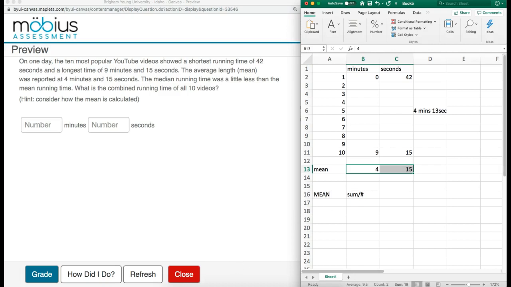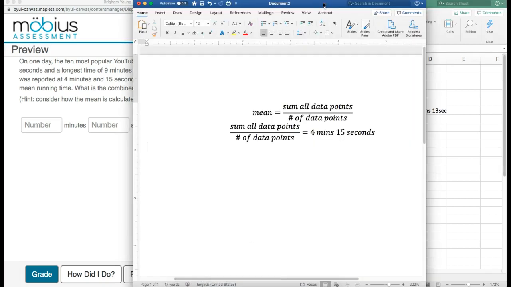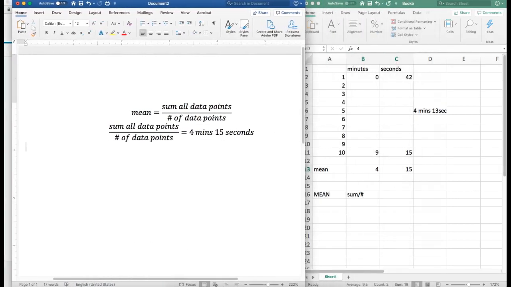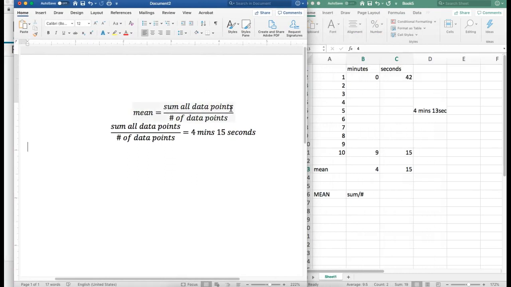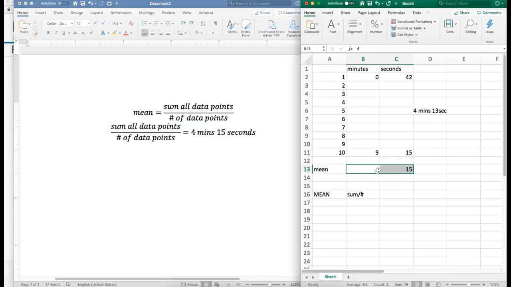We'll work backwards from the mean to find the calculation for the sum. I brought up a Word document here to have our calculation worked out. I have the sum of all data points divided by the number of data points, and this is how we calculate the mean. We have 4 minutes and 15 seconds. Unfortunately, that has two units in there, so let's combine those together and get 1 unit.